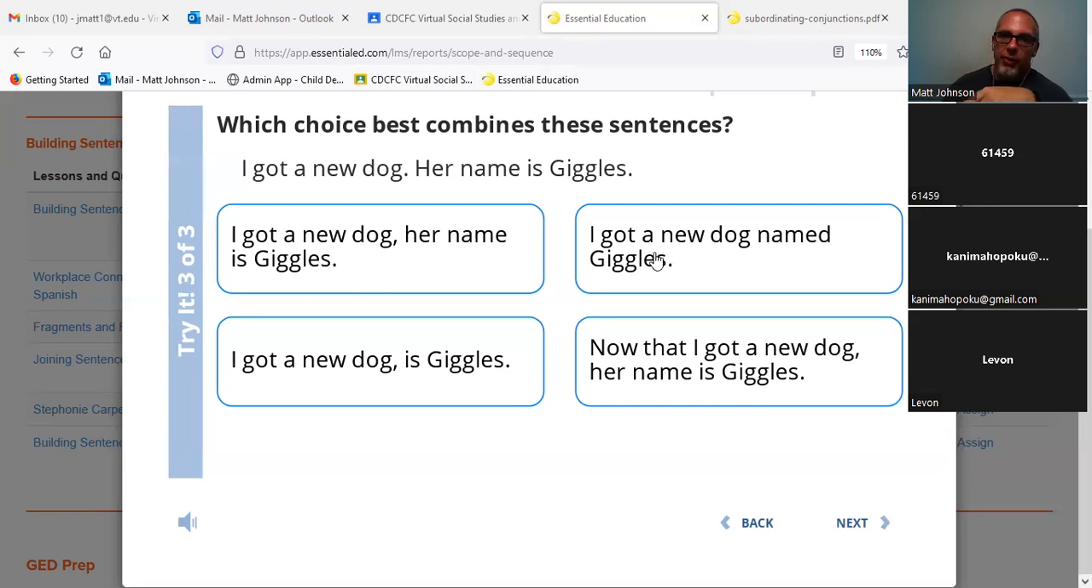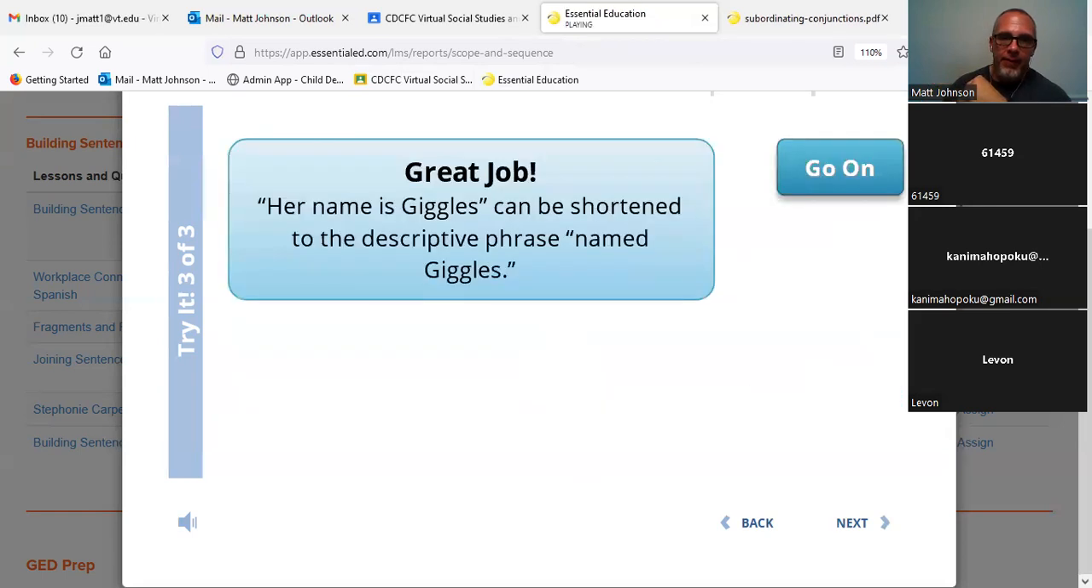So what we have here, right? I got a new dog named Giggles. Gives you all the information you need to know. We have a subject, we have a verb. We've turned two independent clauses into one independent clause, right? Great job. Her name is Giggles can be shortened to the descriptive phrase named Giggles.